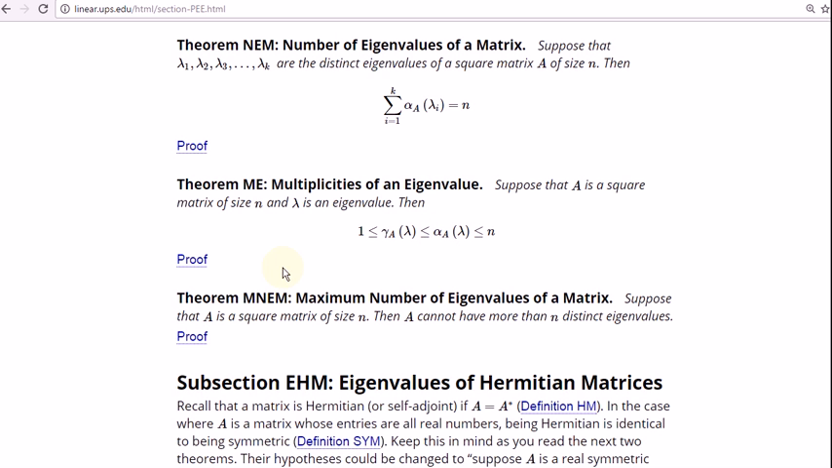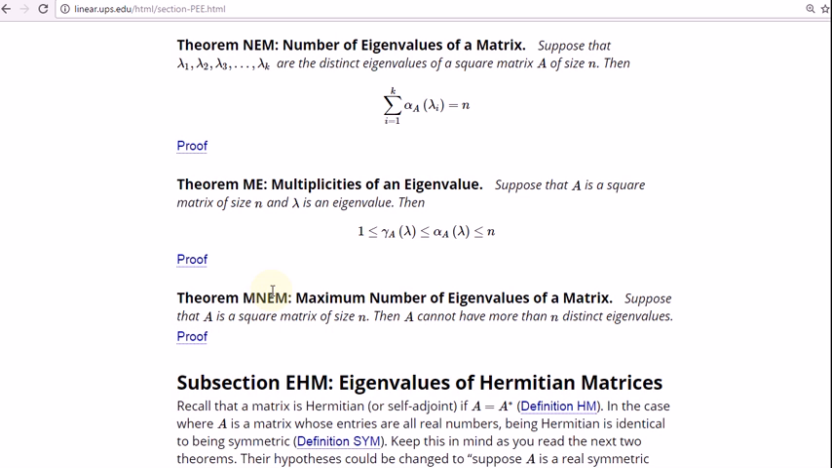All right, and the last theorem in this section says the maximum number of eigenvalues of a matrix. If the matrix A has size n, then A cannot have more than n distinct eigenvalues. And that's very clear because the characteristic polynomial has degree n. It can't have more than n roots. And each eigenvalue is a root. So you couldn't have, say, 12 eigenvalues of a 6 by 6 matrix, because all those eigenvalues would have to be roots of a degree 6 polynomial. And if you read the proof, that's the basic idea of the proof.